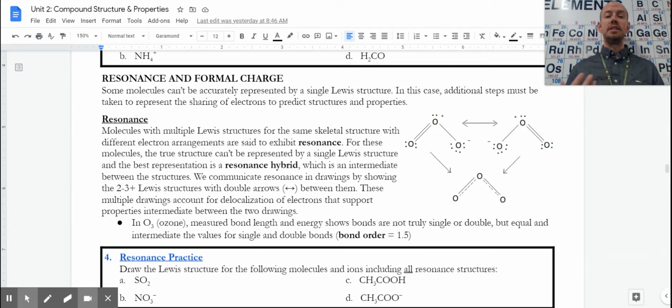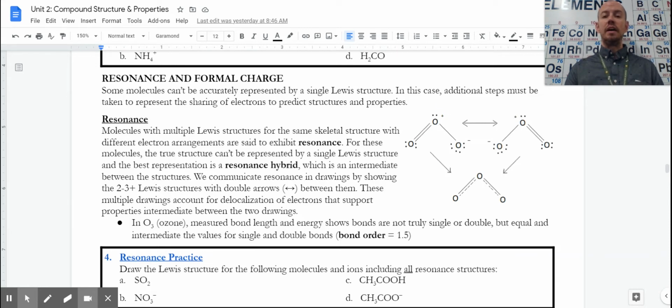We have a resonance hybrid, which is kind of an in between. In AP, most of the time we just represent it by drawing each of the structures that is correct with a double arrow between them. But the reason that we know that this is true is based upon the properties.